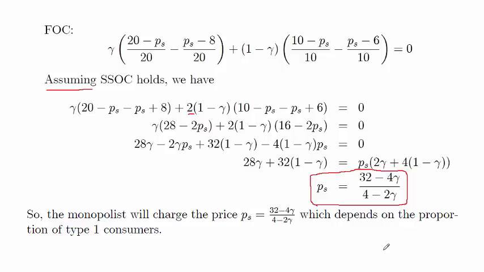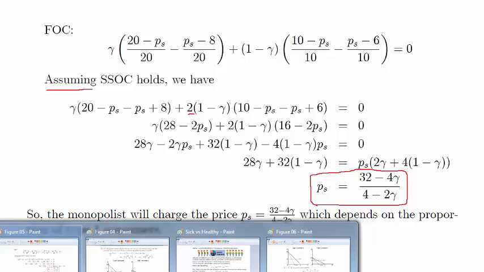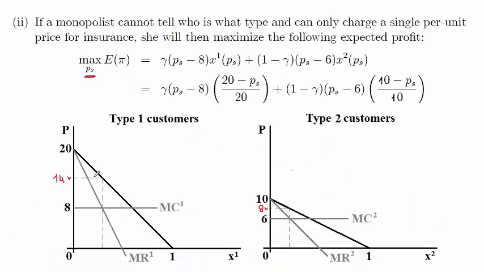Now look at this. The monopolist will charge this price, which depends only on the proportion of type 1 consumers. This is a very interesting finding. Why? Remember that I just said, in the previous slide, let's go back here, our profit maximizing price is going to be somewhere between 8 and 14, right? Why is that?